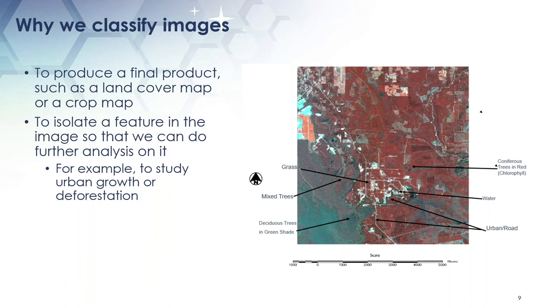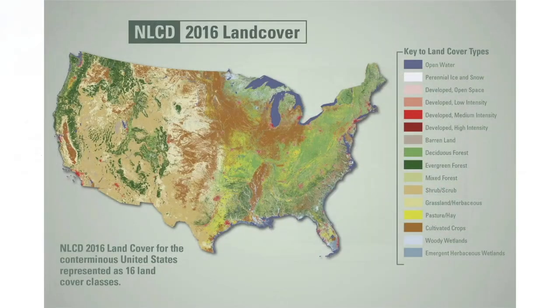So we can take an image like the one on the right, where you can probably identify different land cover types, and use the computer or your own knowledge of the region to classify the entire image into these categories. Here's an example of the National Land Cover Database. That is a national land cover map created by the U.S. Geological Survey. This is from 2016, and you can see they've identified these broad categories of land cover, like water, developed, deciduous forests, grasslands, and others.